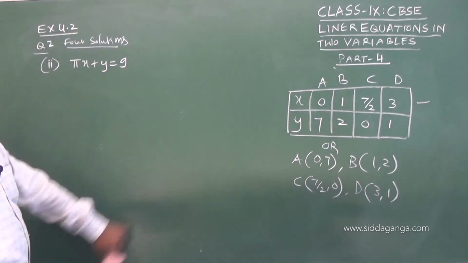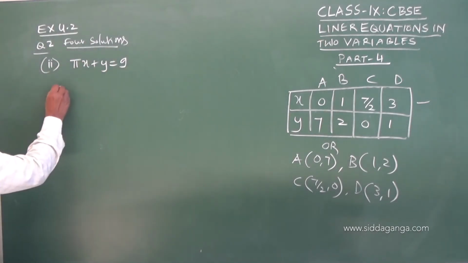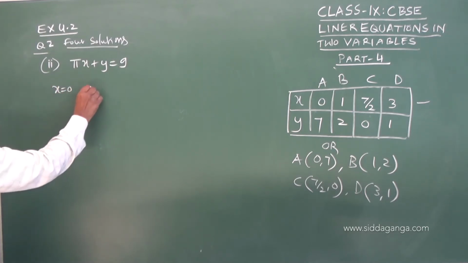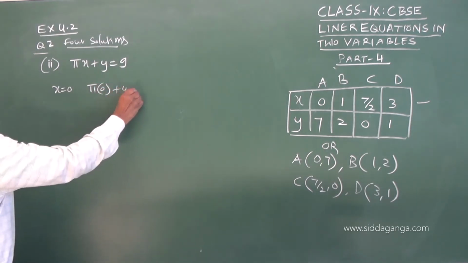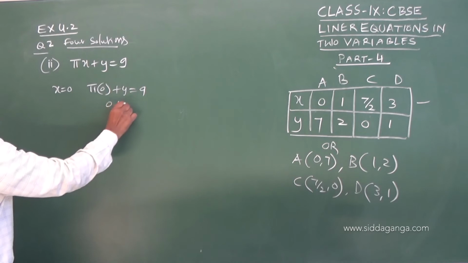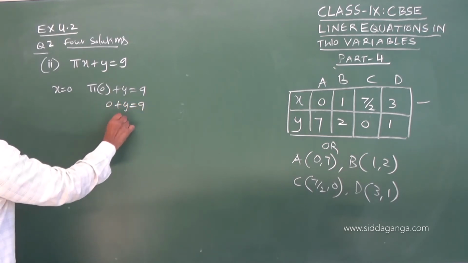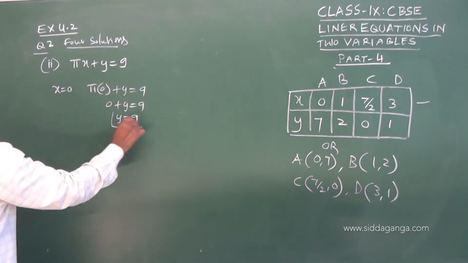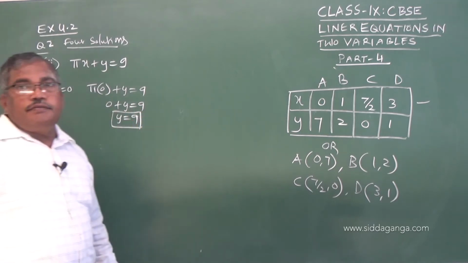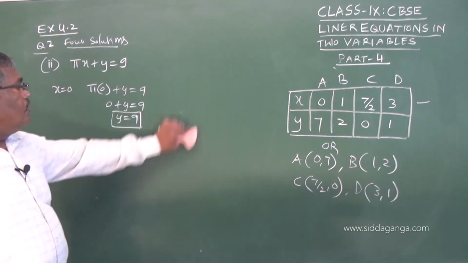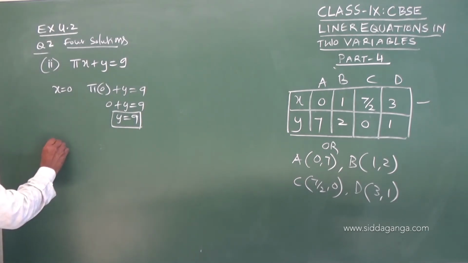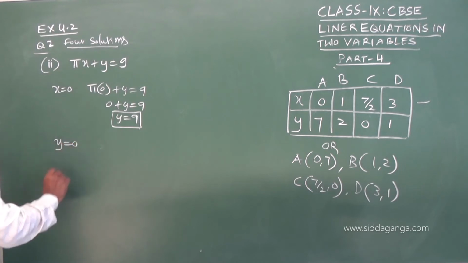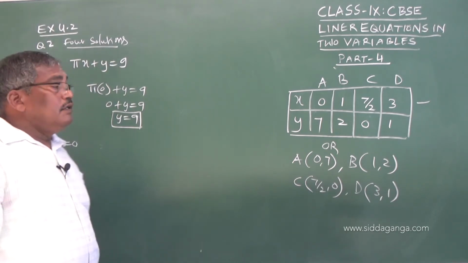Now, let us calculate these things. When x is 0, pi into 0 plus y equals 9, 0 plus y equals 9, y equals 9. This is one solution. We want 4 solutions. Now you take y equals 0 and find out the value of x.